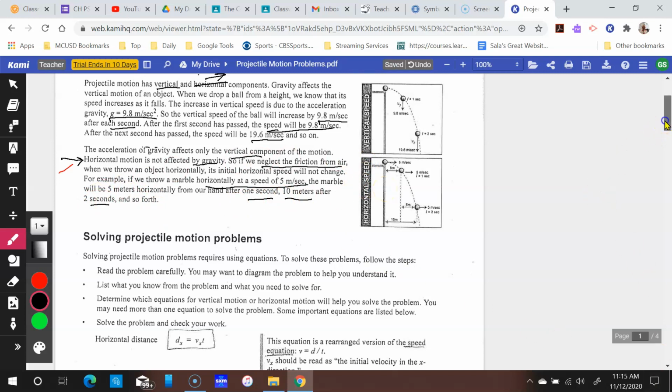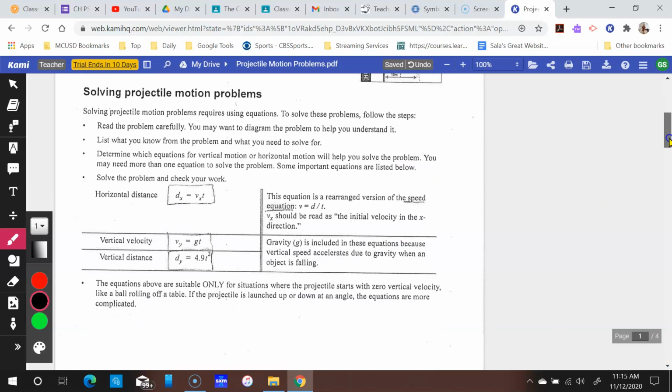Now let's look at solving and looking at the only 3 equations you would need. So again, solving projectile motion problems requires using 3 equations, and these are simplified versions of some larger equations because we're going to take some liberties and eliminate some of the variables.